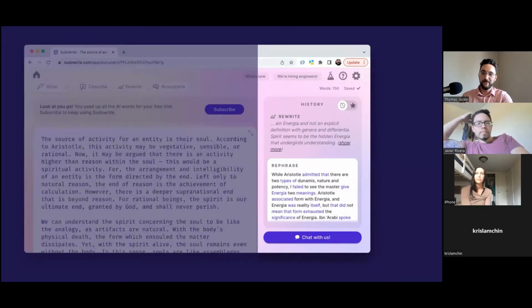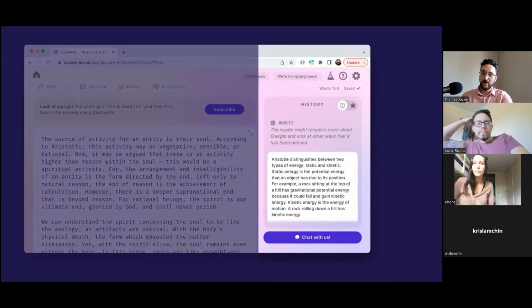Beyond rephrasing, it can also give you advice about how to expand your writing. In this case, it's telling me to draw out what Aristotle means by Anageia more. It says I brought it up but didn't explain it with examples, and to look for other ways it has been defined by other individuals. So this is more like my English professor reviewing my piece and trying to draw out more understanding from me.